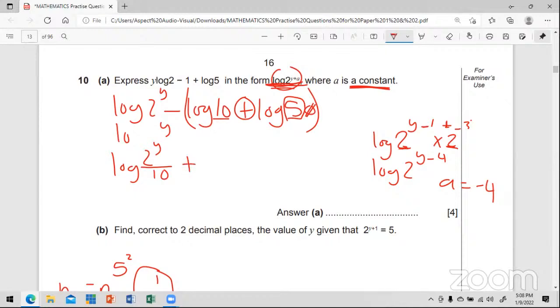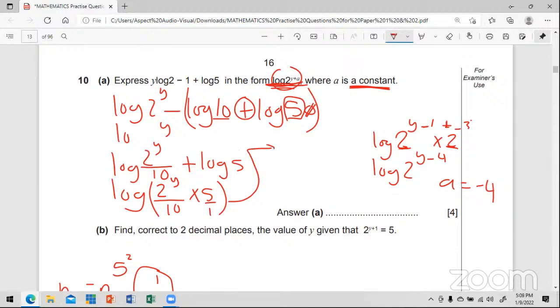Plus what? Plus log 5. Now when you add logs, what do you do? You multiply. When you add, you actually multiply. So this one will be log 2 to the y over 10 multiplying 5 over 1, okay? Which is the same thing. So this one will be what?